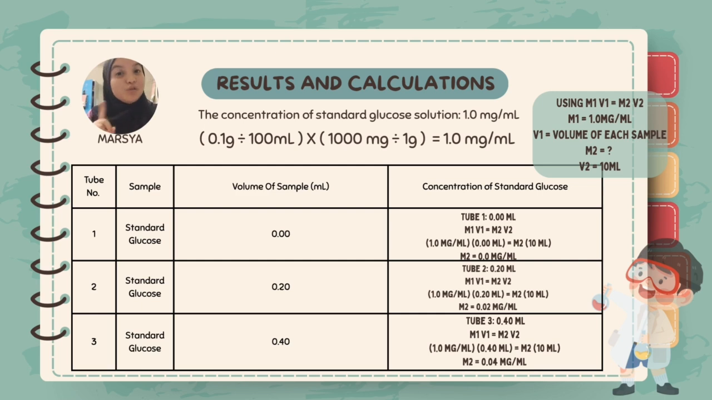For tube 1, no standard glucose is added, so the concentration is 0.0 mg per ml. For tube 2, we use 0.20 ml of stock solution, so we calculate it as 1.0 mg per ml, multiply by 0.20 ml and divide by 10 ml, which equals 0.02 mg per ml. For tube 3, 0.40 ml of stock solution is used, so 1.0 mg per ml multiplied by 0.40 ml and divided by 10 ml equals 0.04 mg per ml.